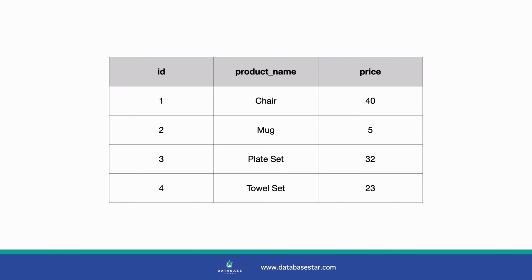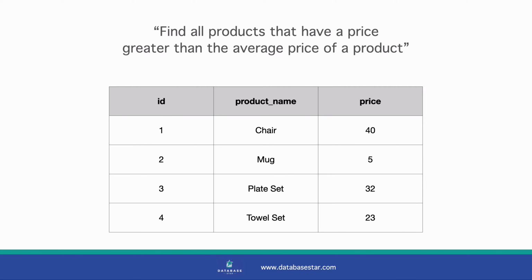We'll start with a simple example first. Let's say you have a list of products and each product has a price, as you can see here. You've been asked to write a query to find all products that have a price greater than the average price of a product. This could be for a report or a data extract or some application feature. In any case, you'll need to write an SQL query. Let's say that requirement again. Find all products that have a price greater than the average price of a product.